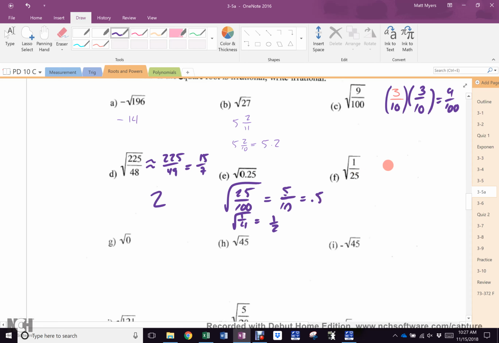1/25, same thing. What is it? 1/5. 0? 0, because 0 times 0 is 0. So what's the square root of 0? 0. 45 doesn't have one, does it? It is what?